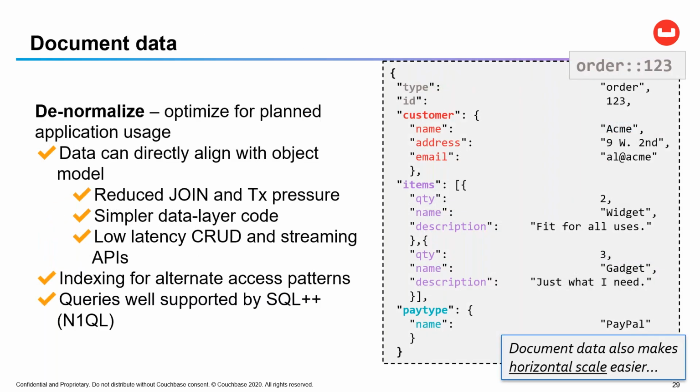A document is fairly denormalized. It generally aligns with how your application uses the data. Normal single document reads and writes don't require transactions in Couchbase. This means fewer joins and fewer transactions, which in short scales better horizontally.